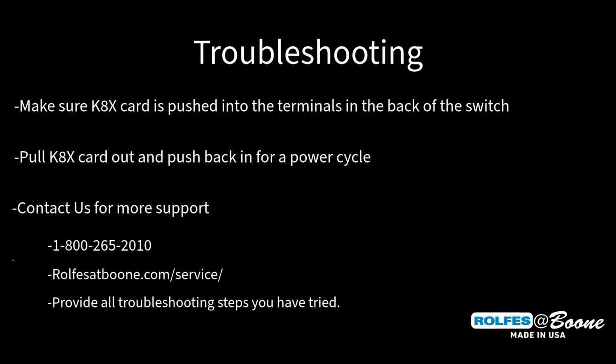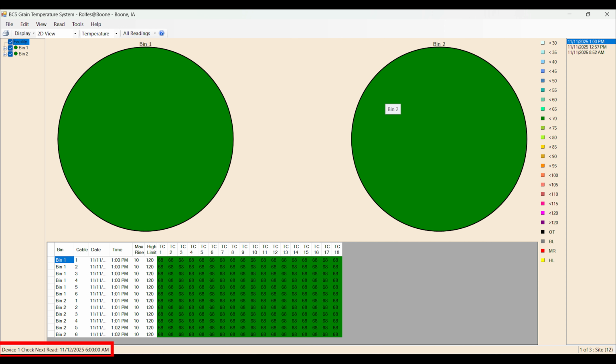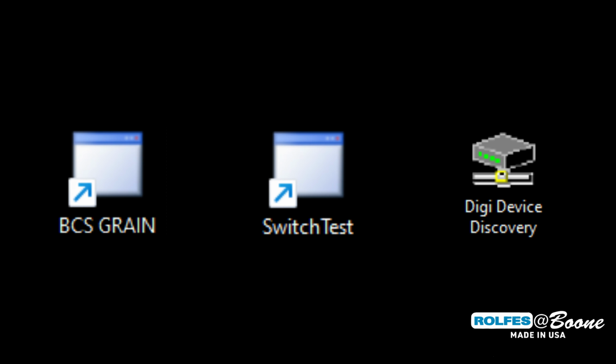Finally, if those two steps do not work, please reach out to us and explain the issue as well as clarifying the steps taken to troubleshoot the issue. The final issue we could possibly come across is the radio on the device not having enough signal to reach the gateway. This will give the same device check or device fail message as the K8X card. To decipher which issue you have at your facility, we can head over to Switch Test to clarify your issue.